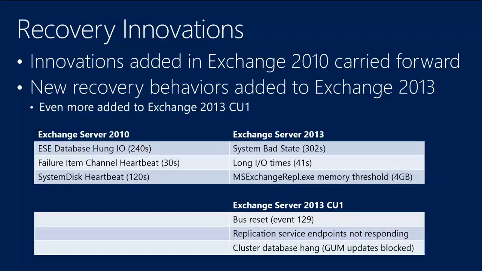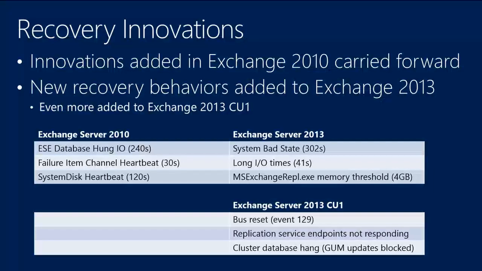Similarly, the replication service endpoint's not responding. If we can't make a connection to the replication service, again, we will forcibly reboot the box to fix that. The last one, we haven't really talked too much about yet, the cluster database hang updates that we did. This is really for Windows Server 2008 R2. So if you're running Exchange 2013 on 2008 R2, the cluster team did some great updating work for us with respect to Cluster's Global Update Manager. That's what GUM stands for.